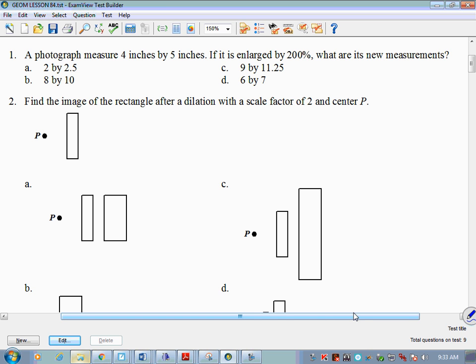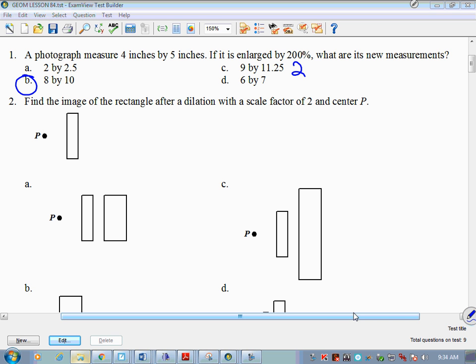It's 2. So we're enlarging something by a scale factor of 2. 2 is the decimal. So what am I doing with 4 and 5? Multiplying by 2. We're going to multiply by our scale factor. What's 4 times 2? 8. What's 5 times 2? 10. So our new photograph is now an 8 by 10. It's going to maintain the same proportions: 4/5 doubled is 8/10. If I simplify that fraction, I should get back to 4/5.